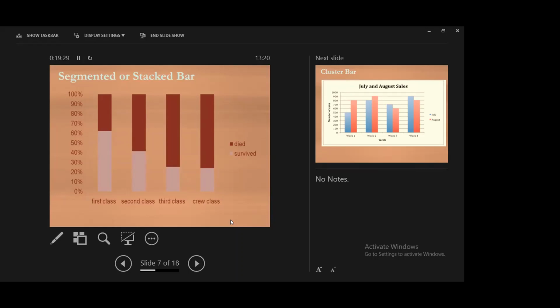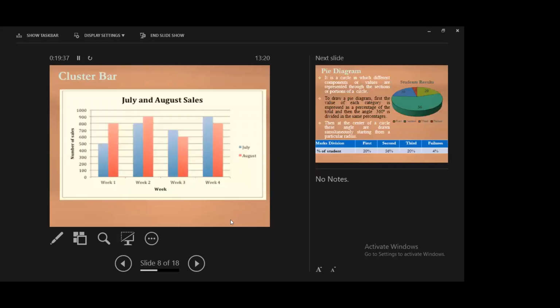So using two categorical variables, we can either make this kind of segmented or stacked bar, and we can also make this kind of clustered bar. Both the types of graphs are almost the same, and both of them use two categorical variables. So two variables you should have, both of them qualitative in nature, and both need to have categories. It's not necessary that they should have only two or only three categories. There can be as many categories as you like, and both of them work on two categorical variables.